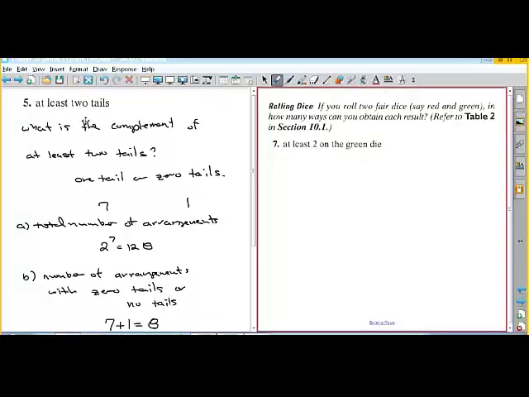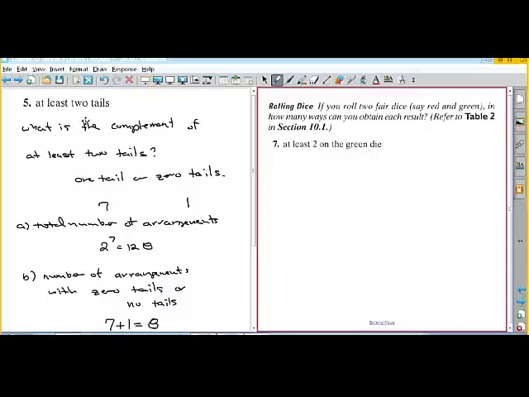So we have how to handle coins. Usually in the test, I do a coin problem. So if you understand what I'm doing right now, you'll be in good shape when it comes to doing these cases of at least something and then going from there. Okay. Then there's a couple more problems where you roll a die.